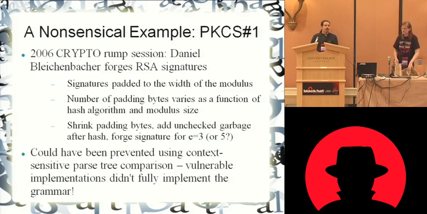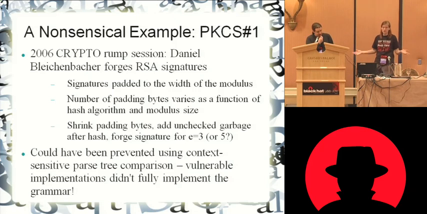But the problem here had to do with the parsing of the padding. Really what was happening was a length field mismatch. The length of the padding is supposed to be dependent on the length of the hash and the width of the modulus. This is something that could have been represented with a context-sensitive grammar. So we could have done context-sensitive parse tree comparison. In fact, we did.